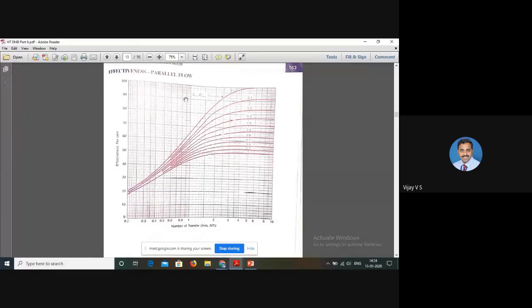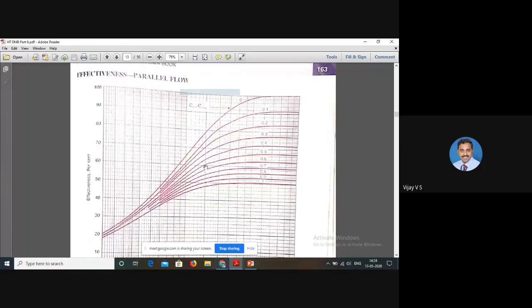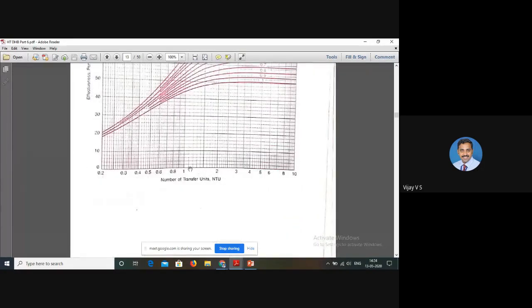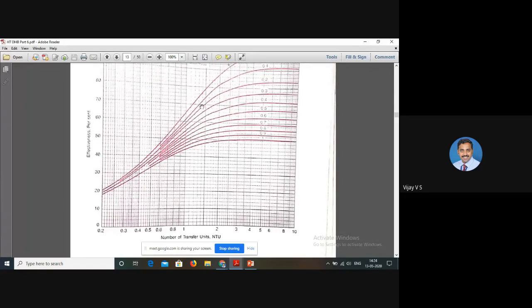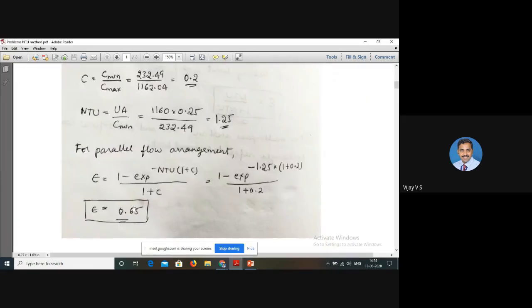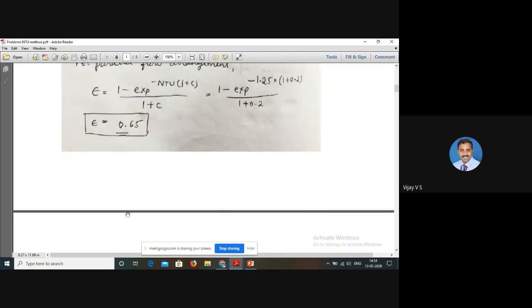See, this is 1, 2. So 1.25 means somewhere here, and the capacity ratio is 0.2. This is the 0.2 line. So 1.25 and the 0.2 line, I will get here, so this is about 65 percent. So yes, it is the same as the value we have calculated. So instead of using the formula, you can also use the graph. Both are correct. So 0.65 I got.